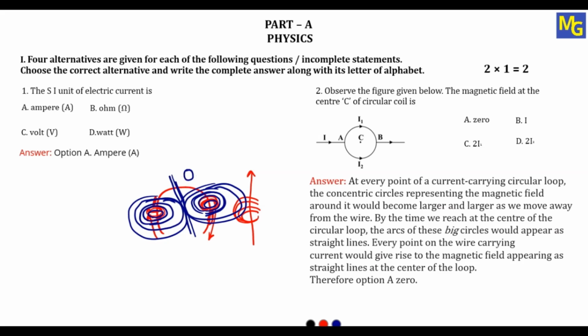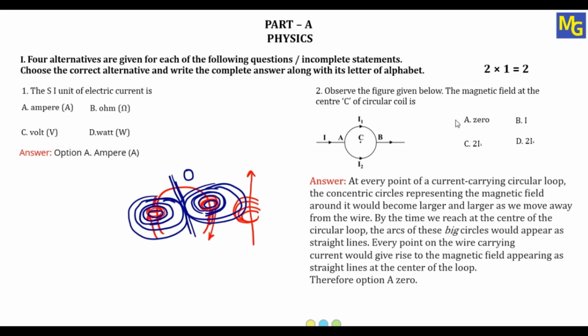In the same way, even in this diagram, the concentric circles which are formed here and at the same time the concentric circles which are formed at the bottom, all will join at the center, and at point C we will get a straight line for this magnetic field line. And whenever we get a straight line, the magnetic field will be 0, and therefore the answer will be 0. First we will see the options.